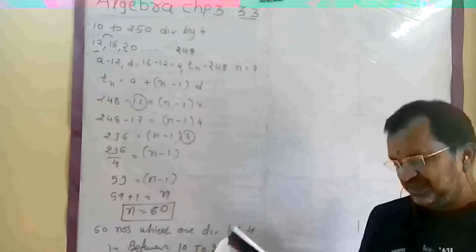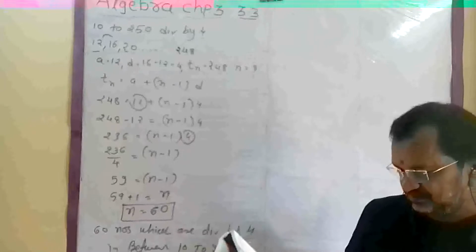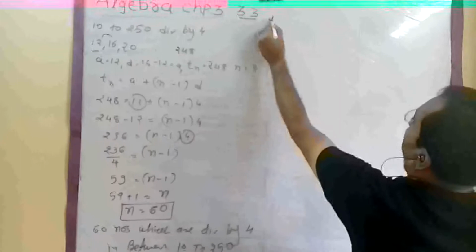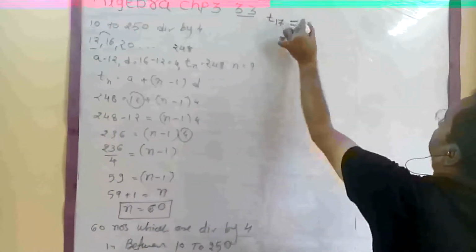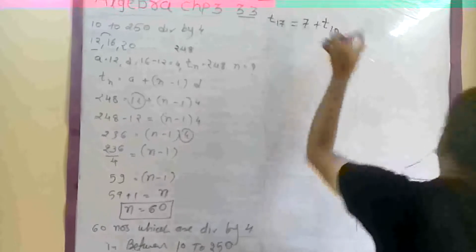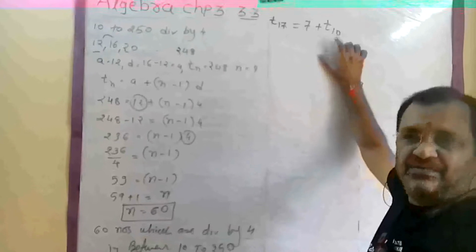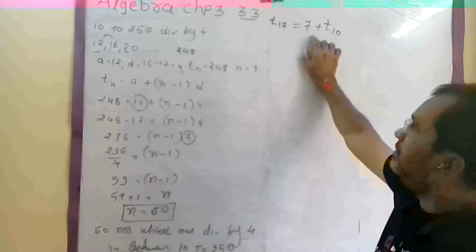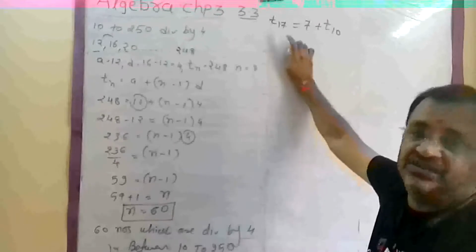The 17th term and the 10th term have a difference of 7. Find the common difference. The 17th number is 7 more than the 10th number. That is the condition given in the series. The 17th term is 7 more than the 10th term. It is given. We have to find out the difference D.